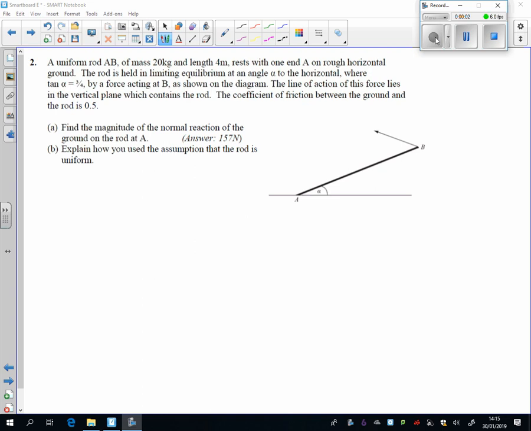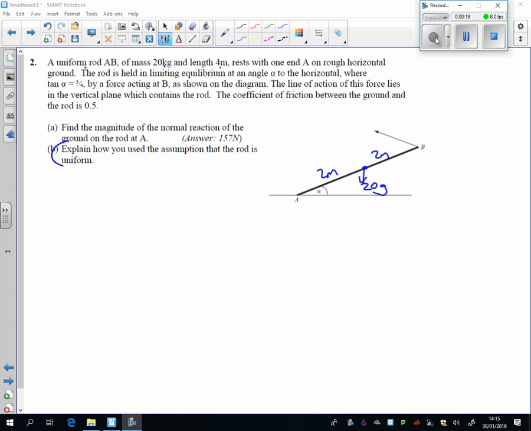Review sheet E, question 2. We have a uniform rod with a 20 kilogram mass, so I'm going straight down at 20G. We're told it's got a length of 4 meters, so I've got 2 meters, 2 meters.